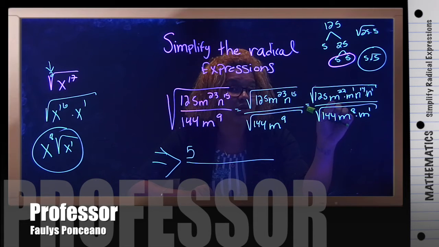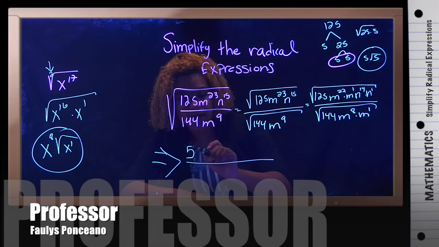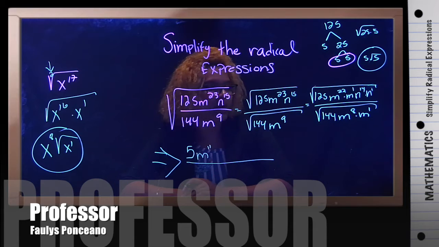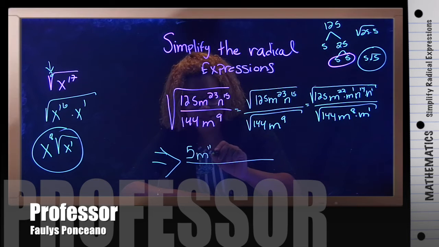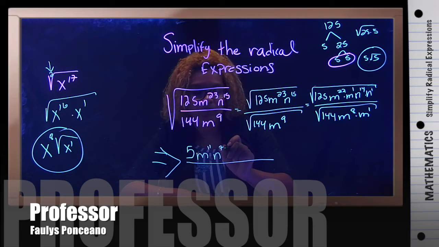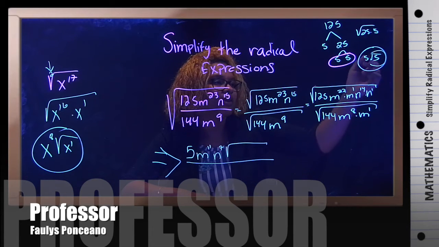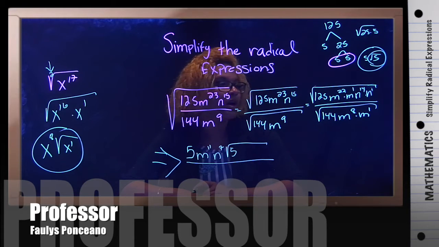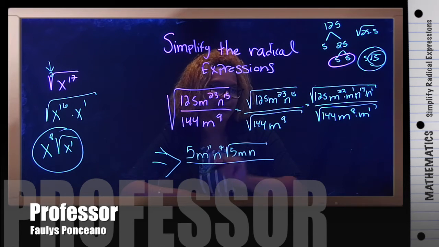Okay? Now I'm going to go to the m. m to the 22, as you saw here, we divided by 2. So that gives you m to the 11. n to the 14 divided by 2 is n to the 7. Okay? Now, leftovers. What are my leftovers? Well, I have that 5. I have m to the 1 and n to the 1. Okay? That's my top.